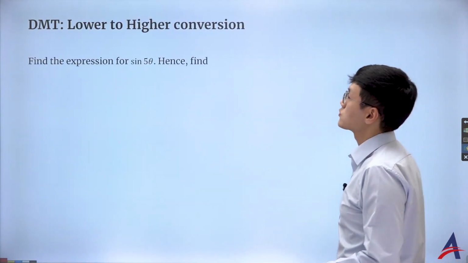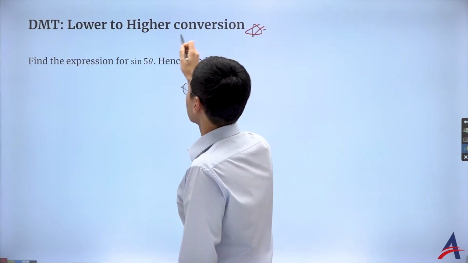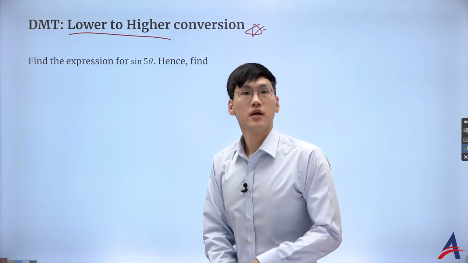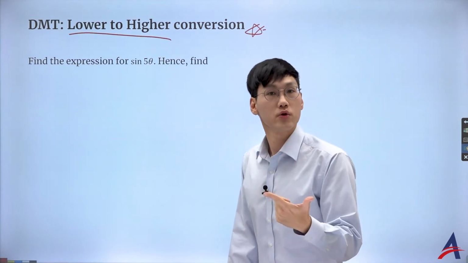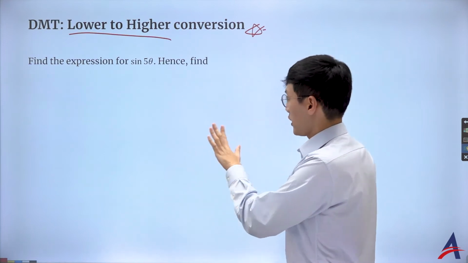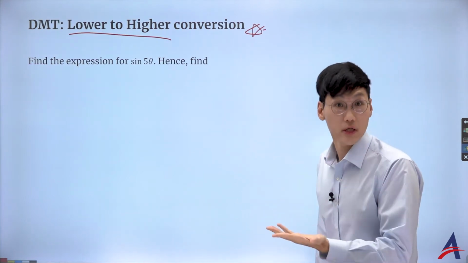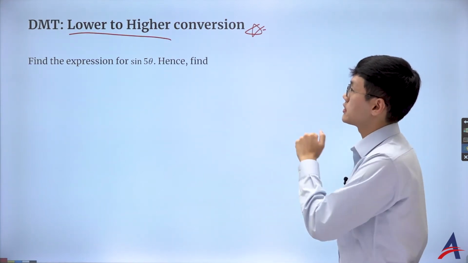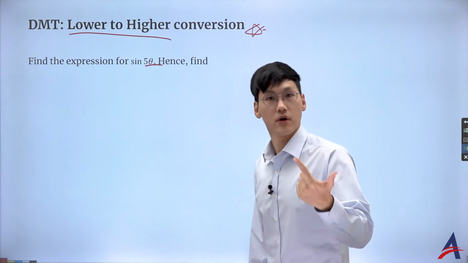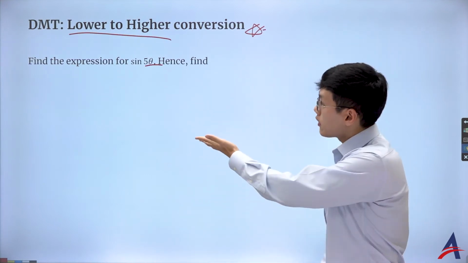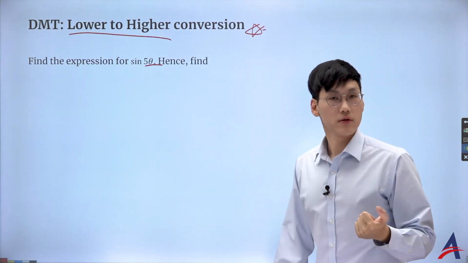Oh wow! So yes, we're going to see a lot of lower to higher or higher to lower identities with the DMT. So for the DMT, you should really only consider two applications: higher to lower, lower to higher. Lower to higher, we often use for solving trig equations. So let me quickly show you. It says, find the expression of the multiple of 5. We already know the double angle, triple angle formulas, right? But now I want to prove the multiple of 5.